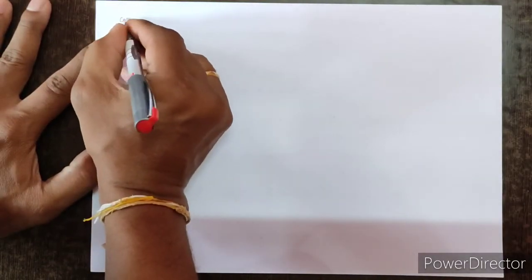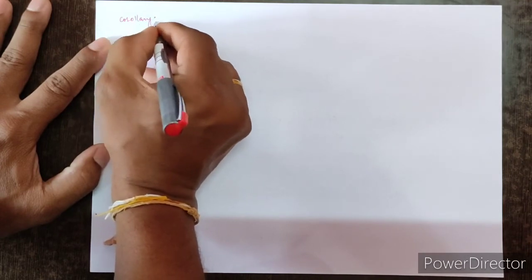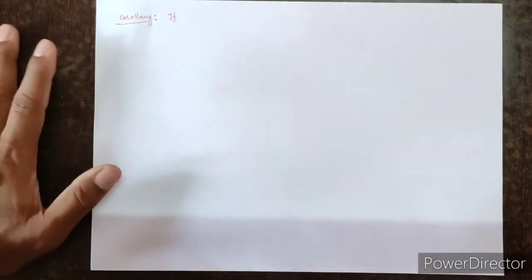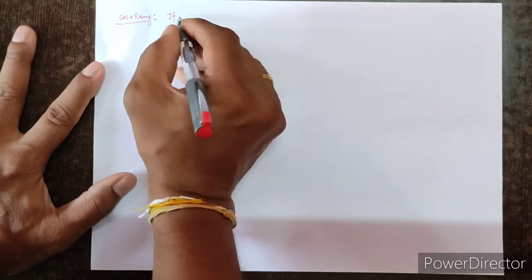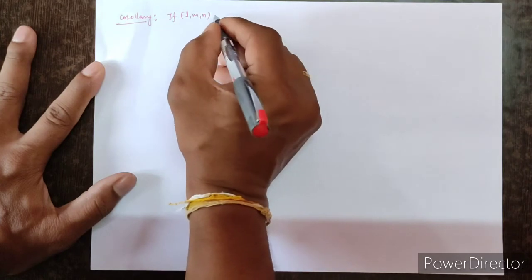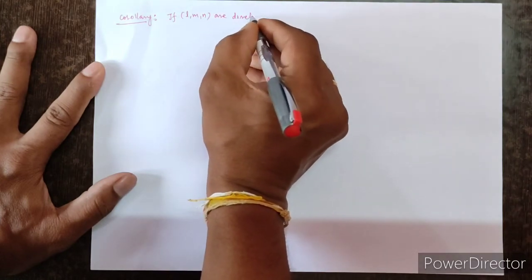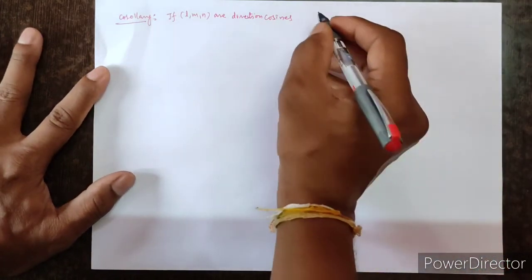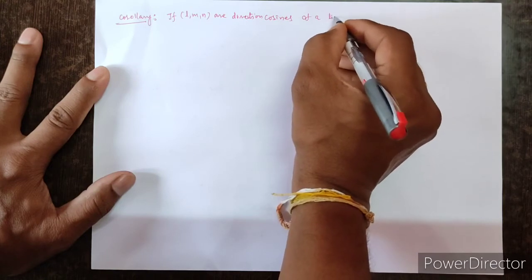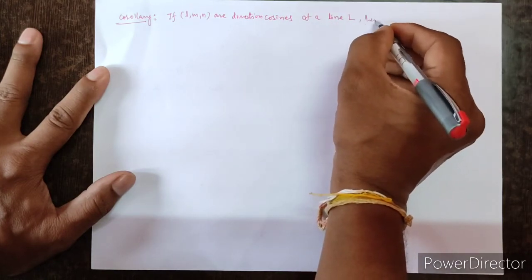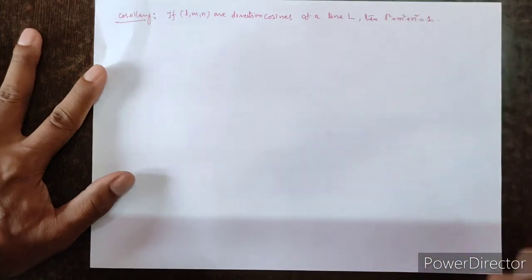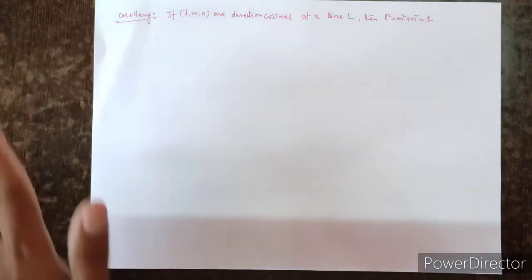Corollary: if L, M, N are direction cosines of a line L, then L square plus M square plus N square equal to 1. L square plus M square plus N square equal to 1.